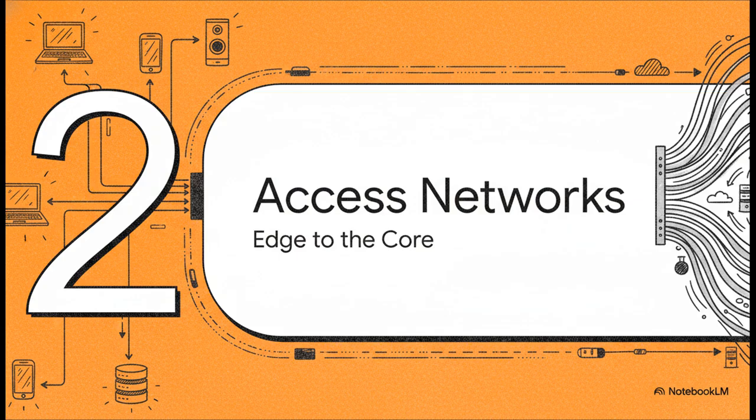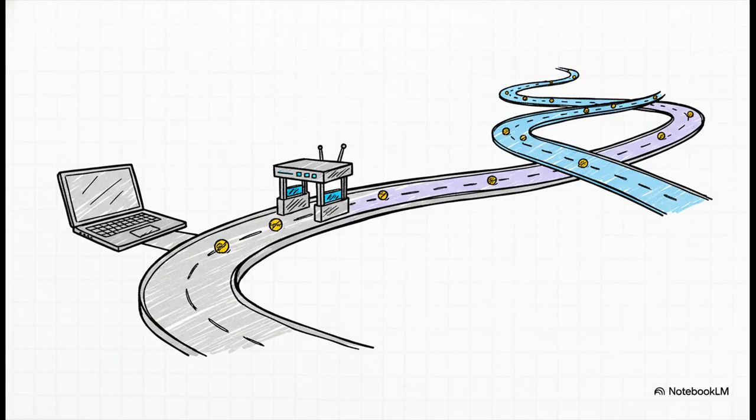Okay, so we've got all our devices sitting there at the edge. The big question is, how do they talk to each other? How do they connect to the rest of the world? That brings us to our next topic, access networks. These are the absolutely crucial links that connect the edge to the internet's core. To put it simply, the access network is your personal on-ramp to the internet highway. It's the physical connection that takes data from your end system and hands it off to the very first router, the edge router, which then shoots it out into the vast interconnected network.